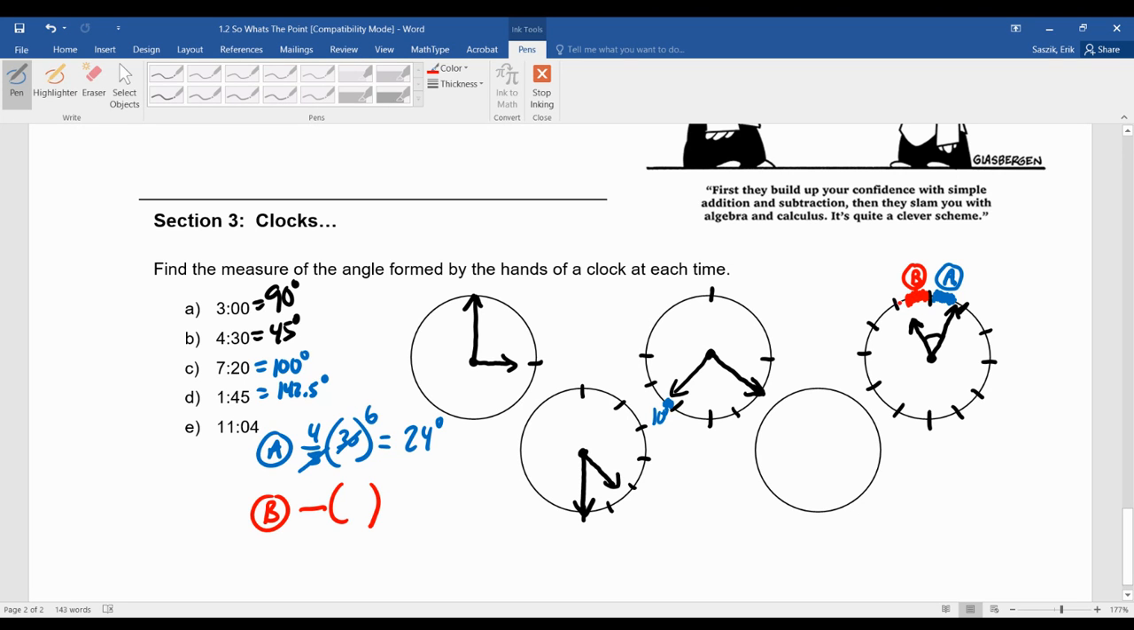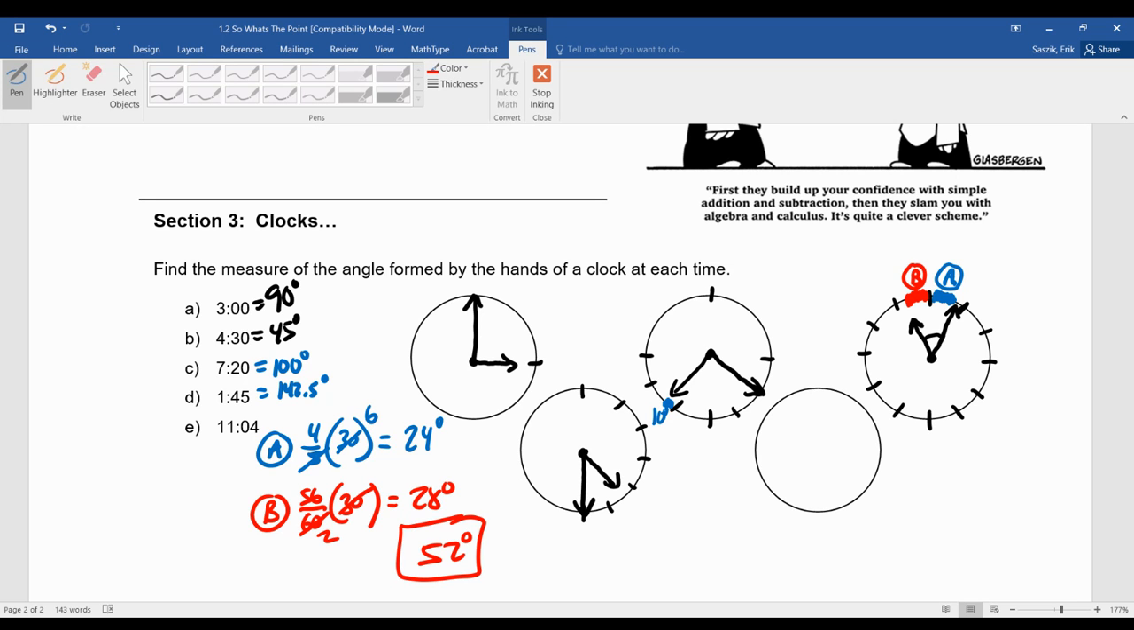So we still have 56/60ths, because of 60 minutes in one of those sections, times 30. You don't even need a calculator for this. Remember, 30 over 60 reduces to a half, so 56 over 2, which gives you 28. Add those things together, ba-bam. The angle of the hands of the clock at 11:04 is 52 degrees.